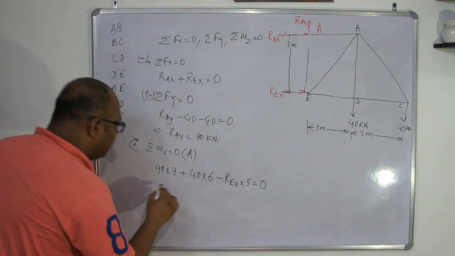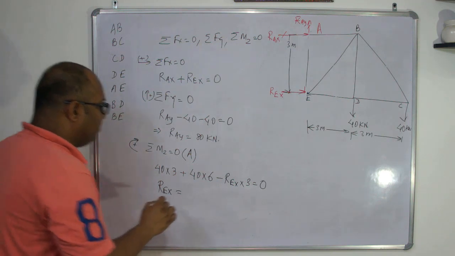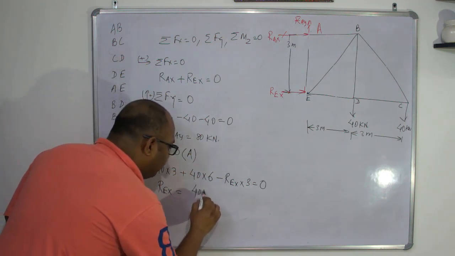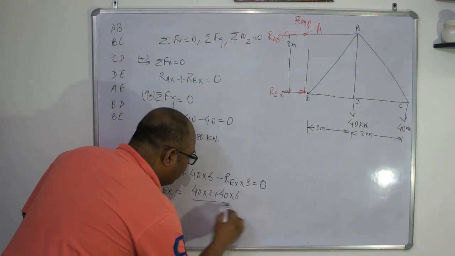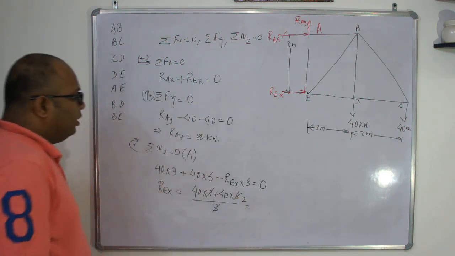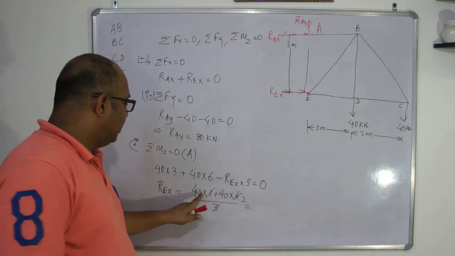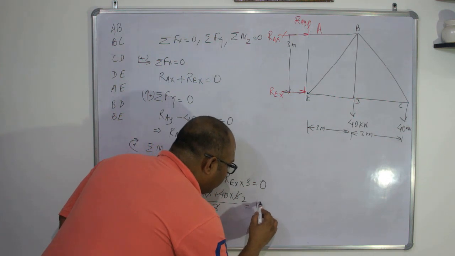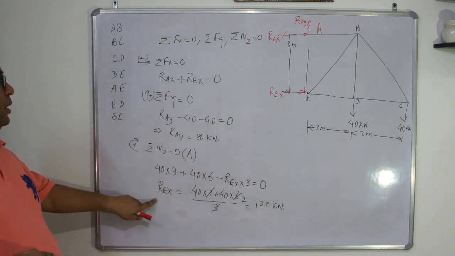So if you solve this equation, from here you will get Rex equals to 40 multiplied by 3 plus 40 multiplied by 6, whole divided by 3. So can you find the value now? So this 3 is gone, 2, 40 to the 80, 80 plus 40, 120 kilonewton. So Rex is 120 kilonewton.